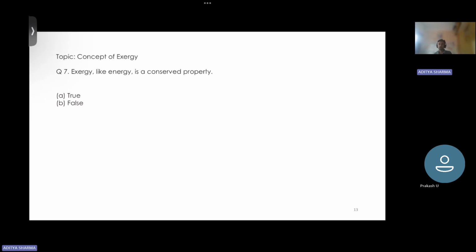We know energy is a conserved property, right? From law of conservation of energy. We know mass is a conserved property, law of conservation of mass, right? And then we also know that momentum also remains conserved, right? So whether exergy remains conserved or not. So I have discussed it.